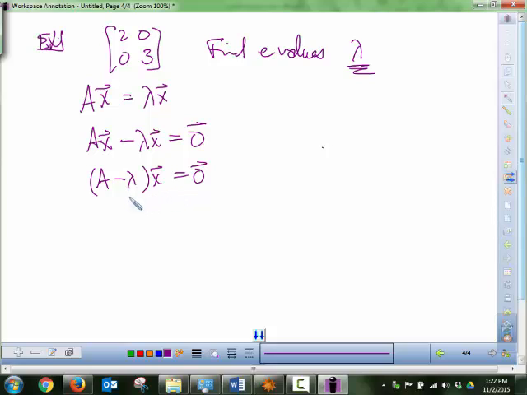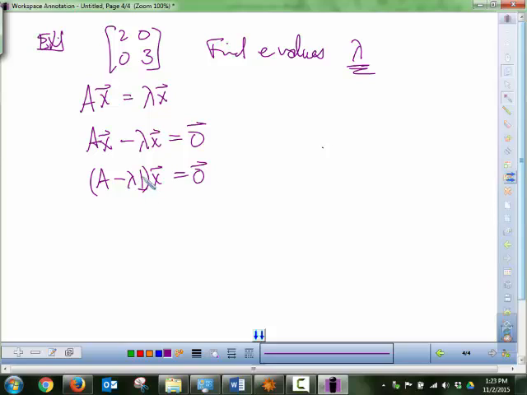So I have a matrix and I have a scalar. I can multiply a scalar times a matrix, I know how to do that, but I can't subtract a scalar and a matrix. So I wrote it this way, and I left a little space here because if I insert something here, that would make it work. Guess what I'm going to insert here?